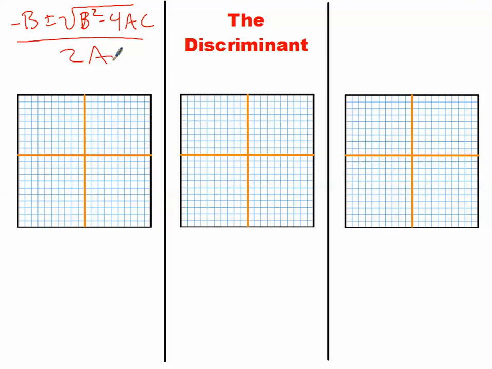Okay, we remember the quadratic formula. Excellent. Now, the discriminant is just one piece of the quadratic formula. The discriminant is this piece right here. Now, the discriminant gives you some information that can be helpful for figuring out how many solutions or how many roots of an equation you have. So let's take a closer look at this.